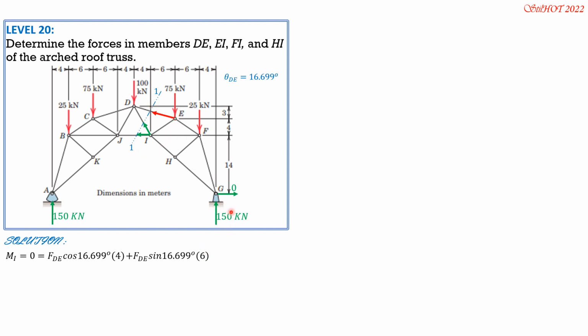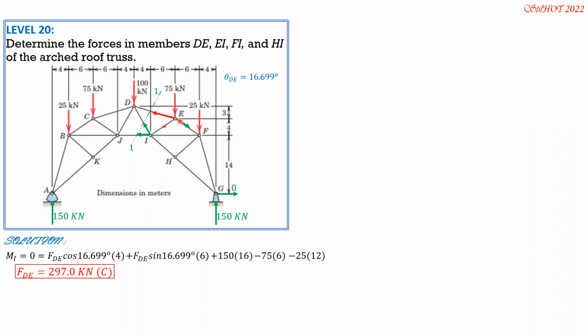Then plus 150, the moment arm is 4 plus 6 plus 6 is 16. 150 times 16. Then minus 75 times 6. Then minus 25 times 12, 6 plus 6. So from there, we can now solve FDE using your calculator. It is negative, so it is compression, 297.0 kilonewtons compression. Then having found FDE, the next target is EI, so we proceed to joint E.